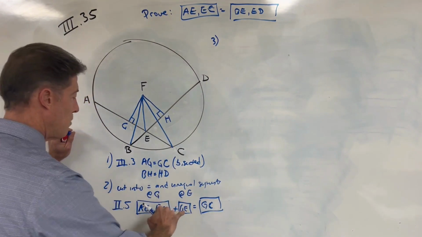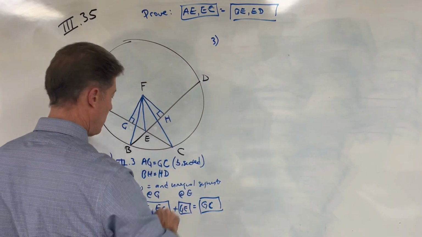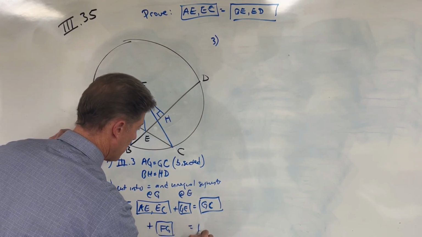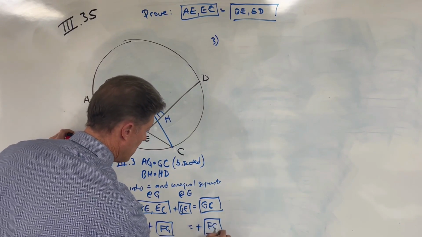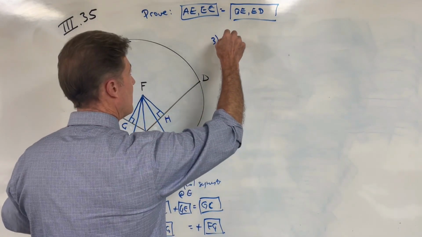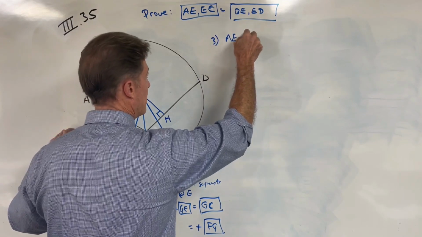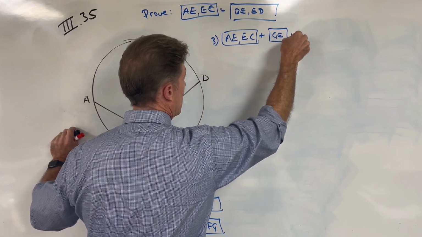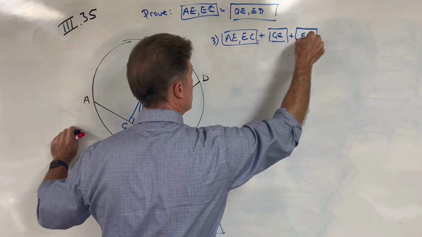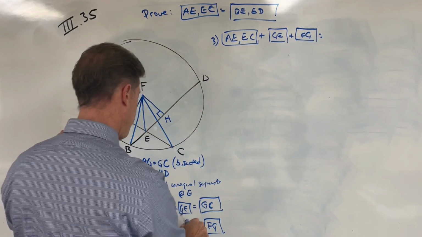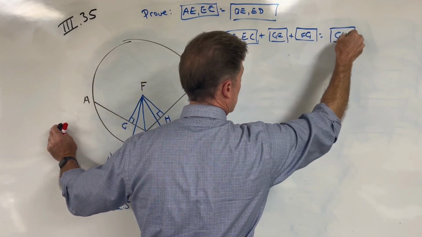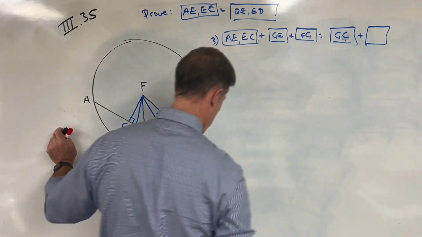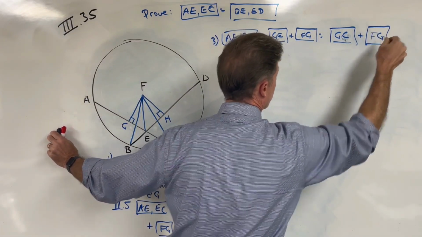So since this is true, then we're going to add the square on FG to both sides of this. So equals added to equals, the wholes are equal. And what we're going to get is the rectangle contained by AE, EC, plus the square on GE, plus the square on FG is equal to the square on GC, plus the square on FG.